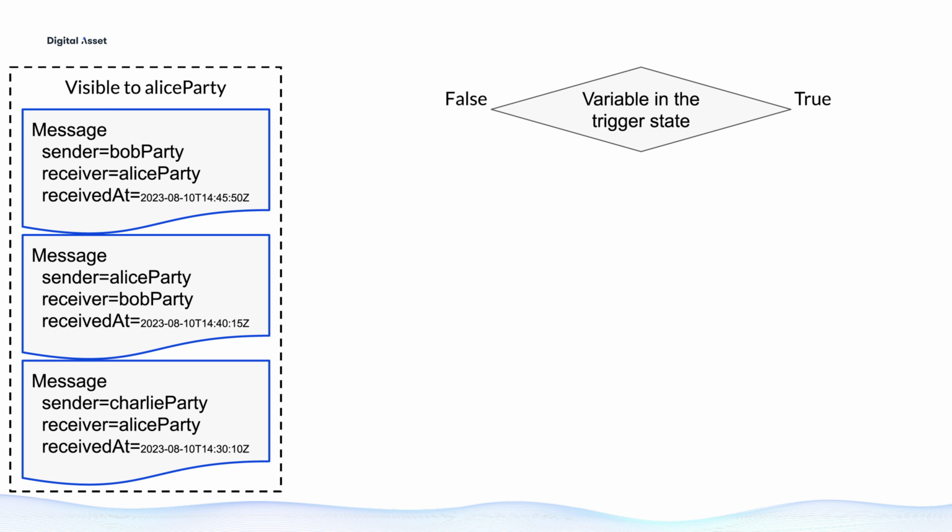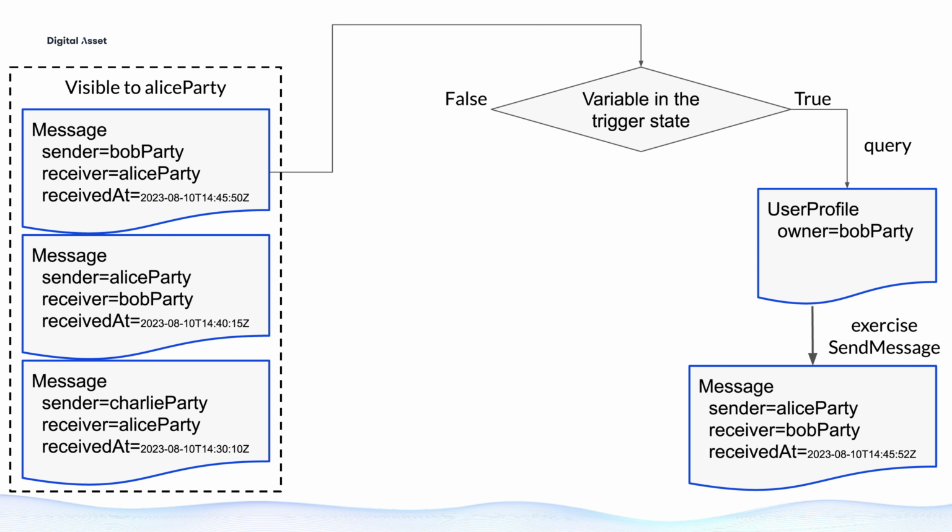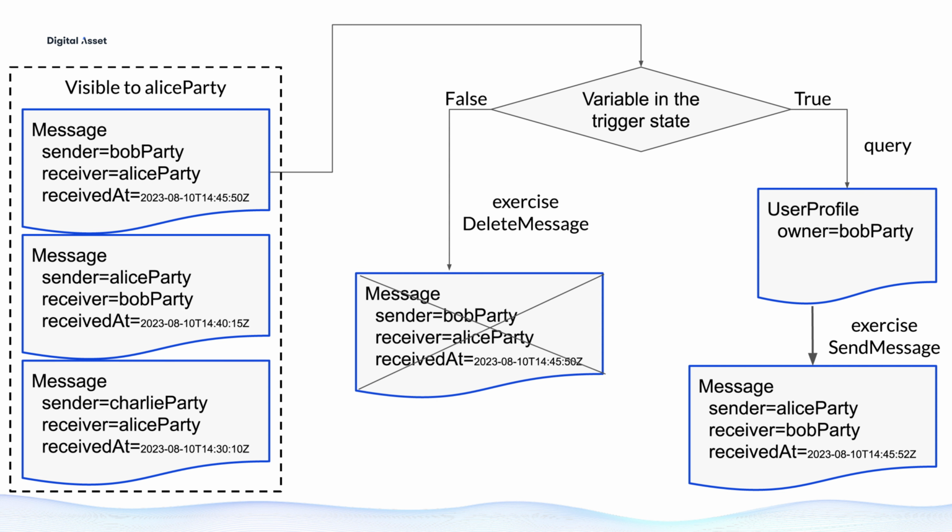Let's use the following formalization for the trigger rule. When the latest message contract visible to Alice's party has Alice's party as the value of the receiver field, if the Boolean variable in the internal state of the trigger is true, the trigger finds the user profile contract where the owner field value is set to the party from the sender field of the message contract. And then the trigger exercises the send message choice on this user profile contract. And if the Boolean variable in the internal state of the trigger is false, the trigger exercises the delete message choice on the message contract.